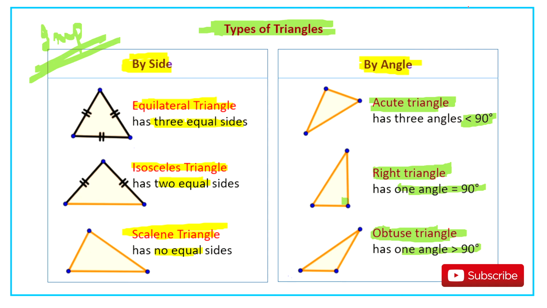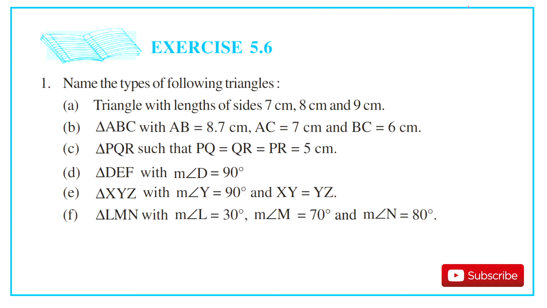Okay. Now, exercise 5.6. Name the types of the following triangles. Here you are supposed to identify the triangle either on the basis of angles or the sides, whichever is observable to all of you. First is a triangle with lengths 7 centimeters, 8 centimeters and 9 centimeters. Since all the three sides are not equal, this triangle is a scalene triangle.